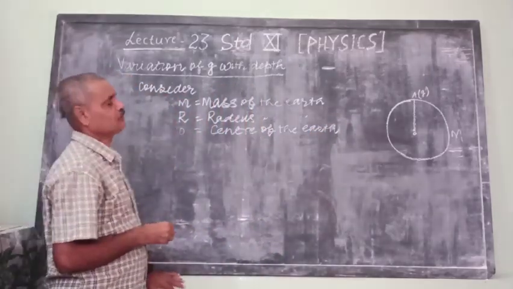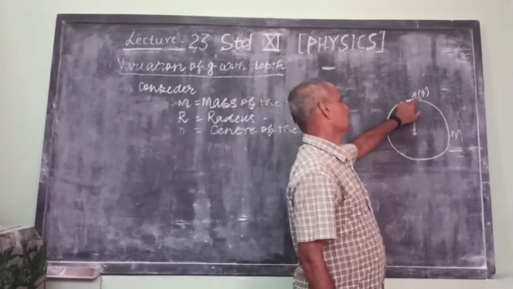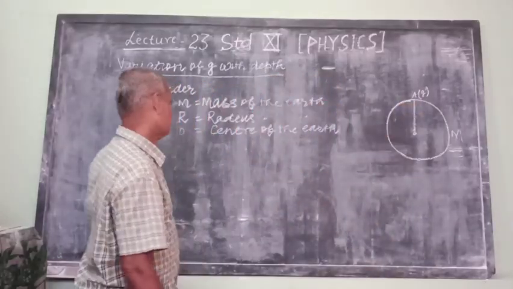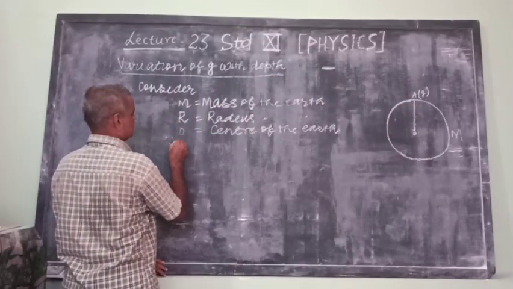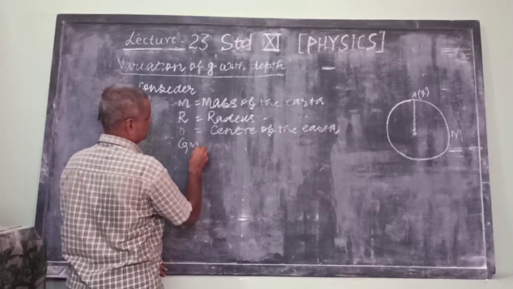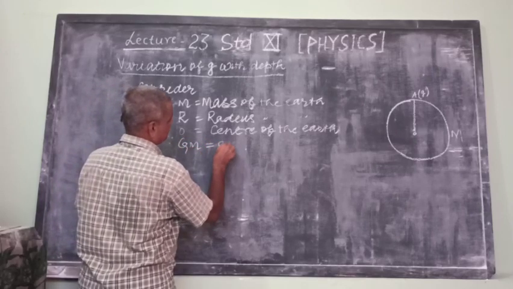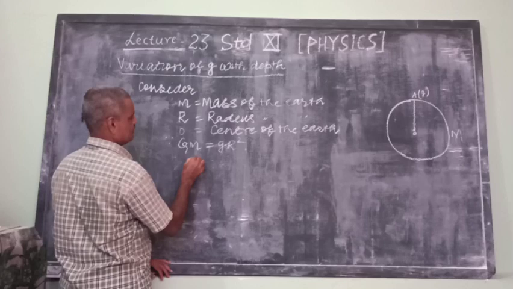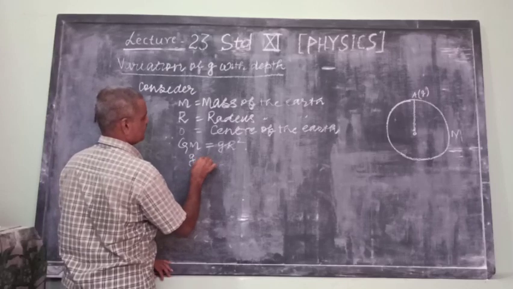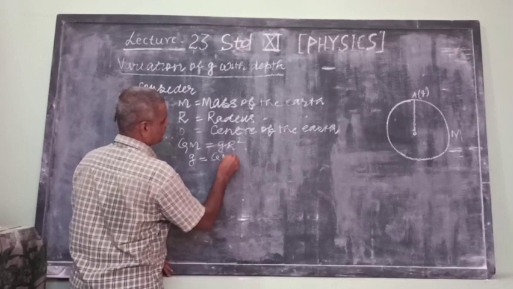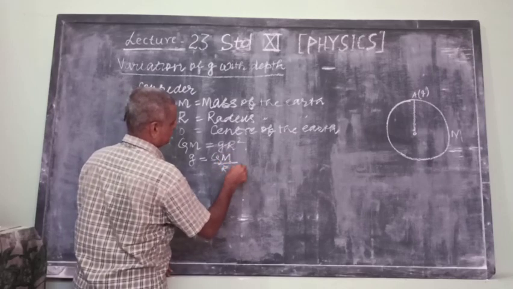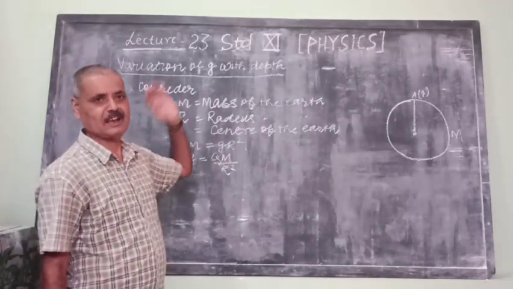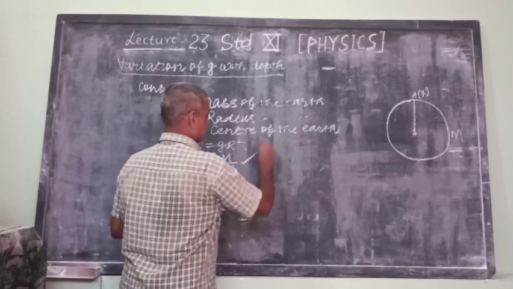We have studied the value of g, there is a relation. We know that GM is equal to gR square. So the value of g can be written as GM by R square. It is already well known to all of you, and we have studied it from early class 9th. So this is the value of g.